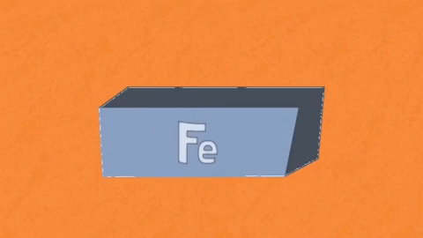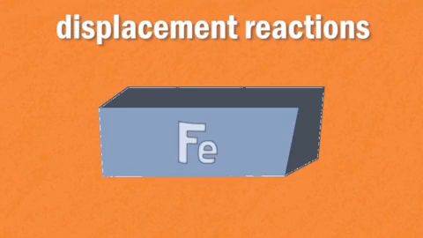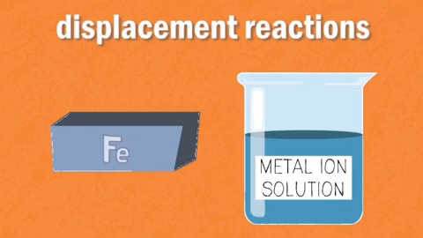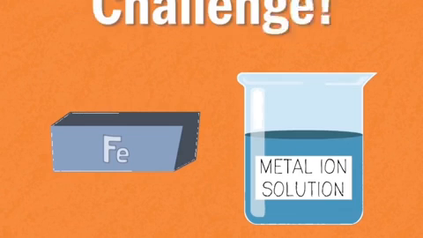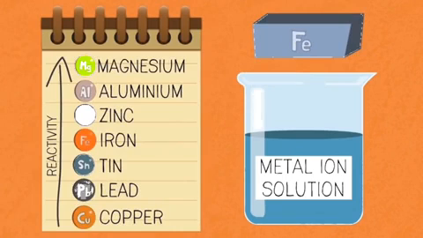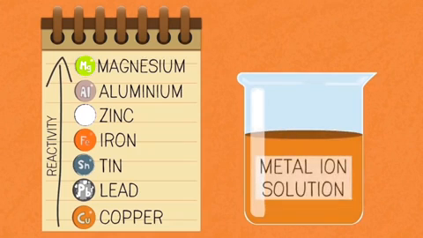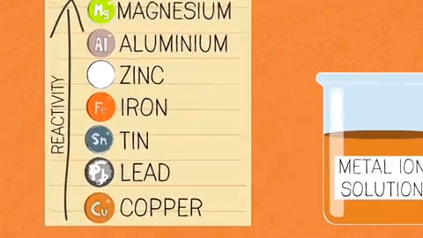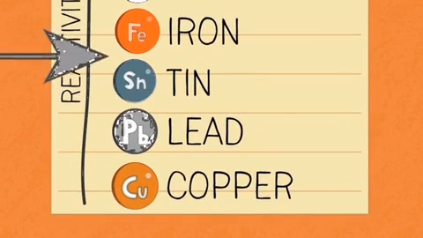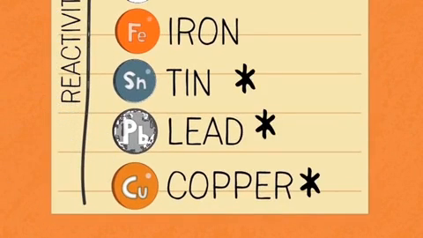Iron in its solid state may take place in some displacement reactions. It depends on what metal ion solution it is reacted with. Here's a challenge. Using the reactivity series, what metal ions will be displaced from their counter ions using iron? The correct answer is that iron will displace any of the metals from a solution of its ions if that metal is underneath iron in the reactivity series. So iron will displace tin, lead and copper cations from solutions of their counter ions.